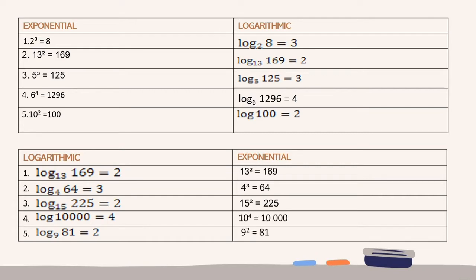By applying different tips on expressing logarithms as exponentials, we can express our last two examples. Logarithm of 10,000 is equal to 4, and logarithm of 81 to the base of 9 is equal to 2. We get the answer 10 to the power of 4 equals 10,000, and 9 squared equals 81, respectively.